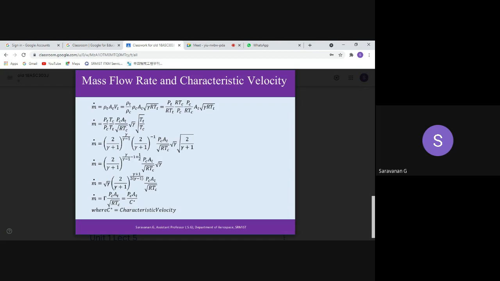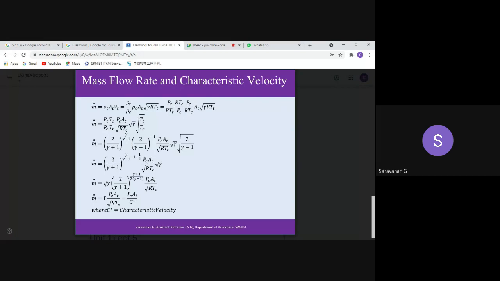The other thing stays as it is, don't touch PC AT root of RTC. Other than that, you can use it. Already here we have one RTC, there we have one root of gamma RTC. So that gamma can be taken outside, root gamma as it is. Then we have root RTC, then again RTC squared. If you divide and cancel all these terms, at the end you'll get 1 by root of RTC. That's the mathematics. Already gamma only we took outside.